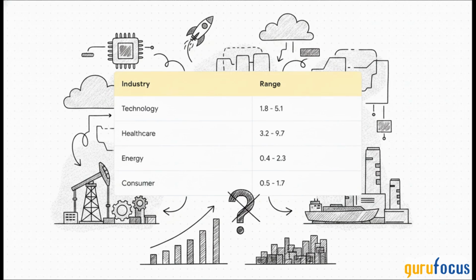A capital-light, high-margin sector like technology routinely supports multiple valuations between 1.8 and 5.1 times sales. Meanwhile, an asset-heavy, lower-margin sector like energy sits way down between 0.4 and 2.3. You literally cannot compare a software company's multiple to an oil refinery's multiple. It doesn't work. Context and industry norms totally shape what a given ratio actually means.